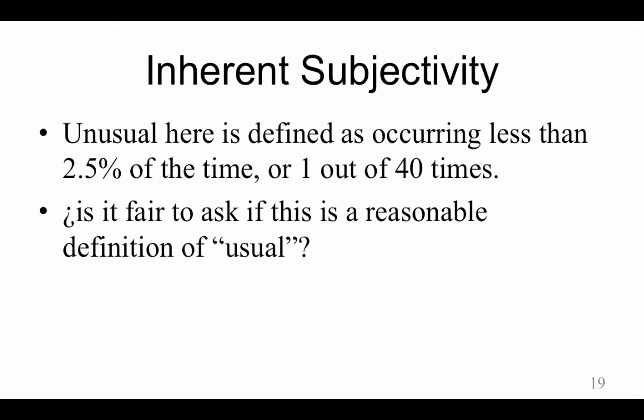Now, there's an inherent subjectivity here. Unusual here was defined as occurring less than 2.5% of the time, or we could think of that as saying it occurs 1 out of 40 times. If something occurs less than 1 out of 40 times, it's unusual. And is it fair to ask if this is a reasonable definition of unusual? As this is a subjective question, I'm going to leave it as an open and unanswered question for you to reflect on.